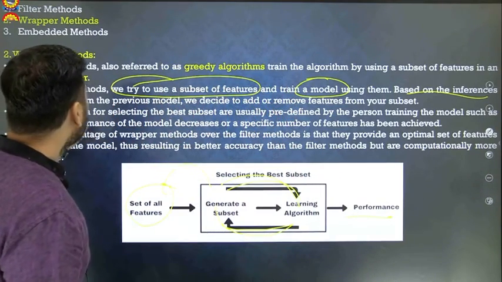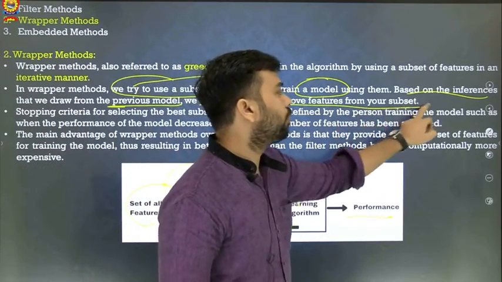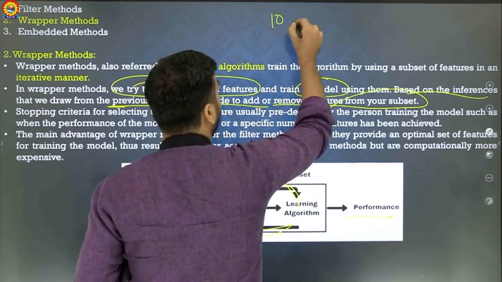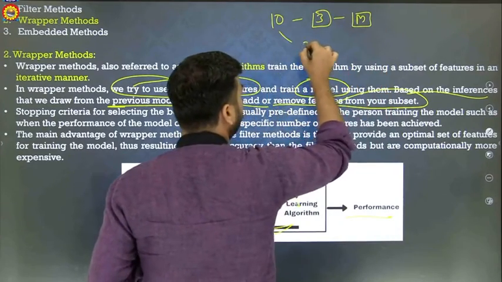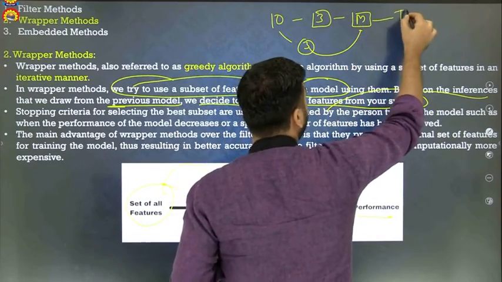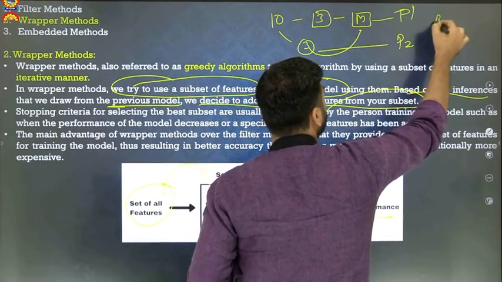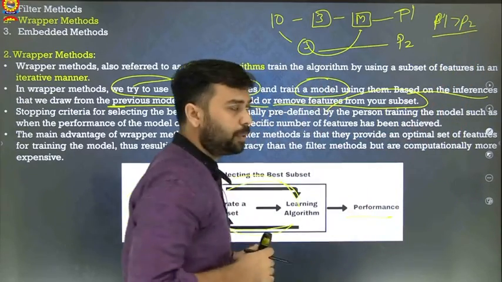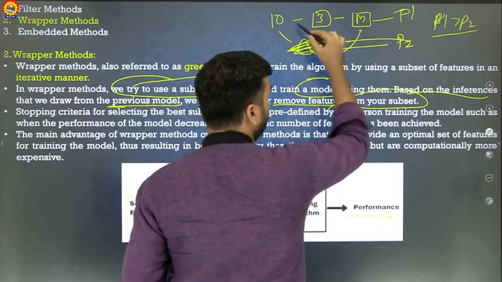So from the previous model, we decide to add or remove features from the subset. Suppose there are 10 features, we take a subset of 3 features and apply it to the model, and again we take 3 features and apply them to this model. If the performance of the first is P1 and the second is P2, and P1 is greater than P2, then we discard this subset and only take the other subset.